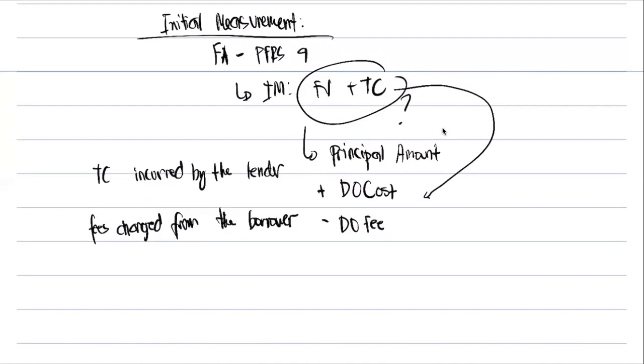However, since we have fees that we charge to the borrower, we need to decrease our cost. It's as if it is an initial payment out of our principal amount. Okay, so principal amount plus direct origination cost less direct origination fee will give us our initial carrying amount. So what is the principal amount? The principal amount here is the amount stated under the contract of loan.